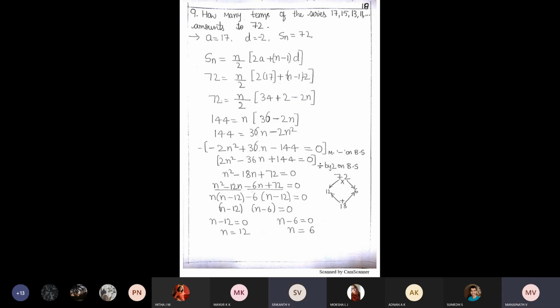Understood the concept? Plus 18, you will get, right, sir. You need to arrange this. That's all simplification. Therefore, there are two possibilities: either n equals 12 or n may be 6. The sum should be equal to 72.